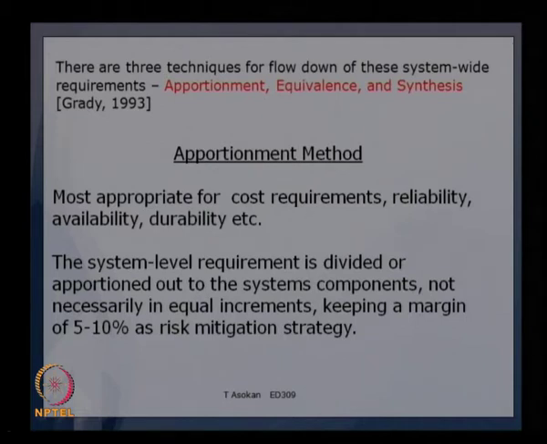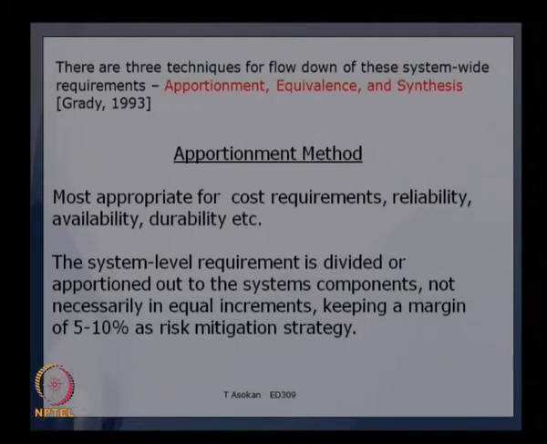If there are 5 components which actually contribute to a particular requirement, then we find out what should be the contribution from each component, and accordingly we divide the system wide requirement and distribute it amongst the members. That is, we allocate the requirement to the members who actually contribute to that particular requirement. So, here the system level requirement is divided or apportioned out to the system's components, not necessarily in equal increments, but keeping a margin of 5 to 10% as a risk mitigation strategy.